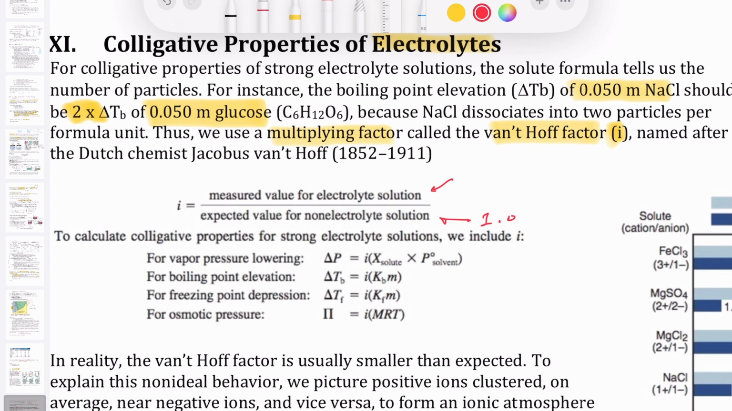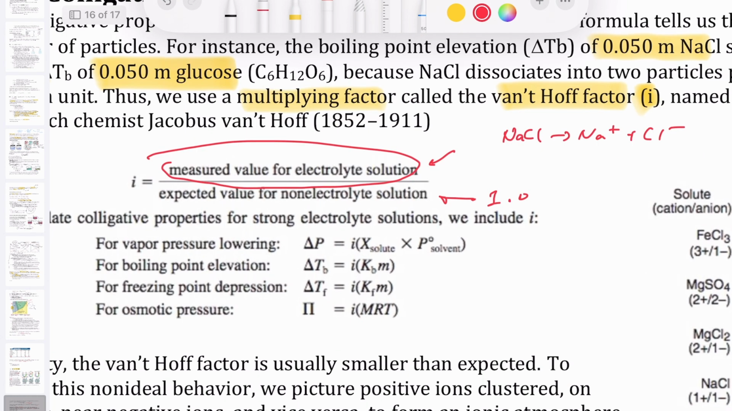The top number is just whatever you expect for your ionic compounds. So for NaCl, for example, you expect 2 because it breaks apart into Na+ and Cl-. This is how all the equations are changed as a result of the addition of that van't Hoff factor. So you see that now I'm just adding the i in front of all the equations that we learned for the 4 colligative properties, right? For the vapor pressure lowering, boiling point elevation, freezing point depression, and osmotic pressure.